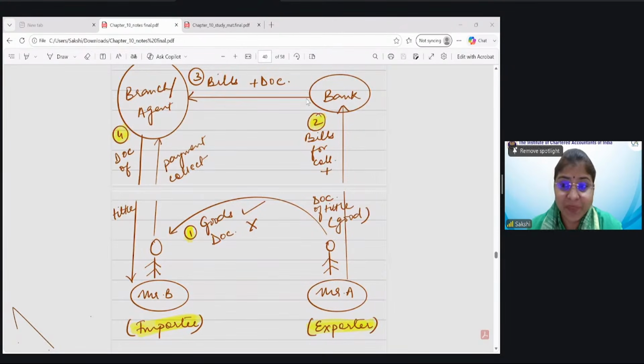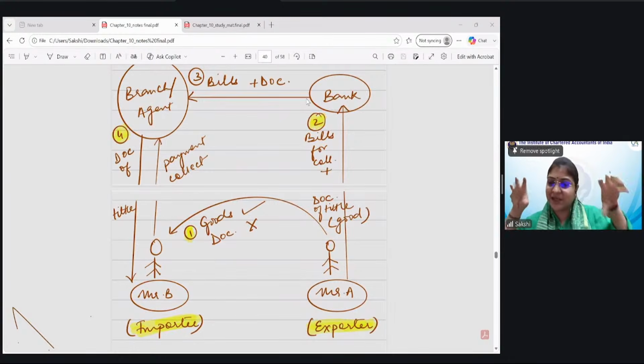Bank has some branch or agent in that country where Mr. B resides. Did you understand the story till now? Mr. A doesn't trust Mr. B. He has sent the goods but not the documents. Mr. A tells his bank, here is the bill for collection, and the documents that I haven't transferred to him. The bank will send this bill and documents to the branch or agent sitting in that country where Mr. B resides.